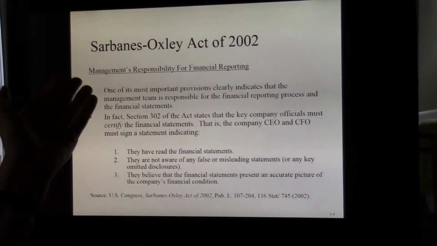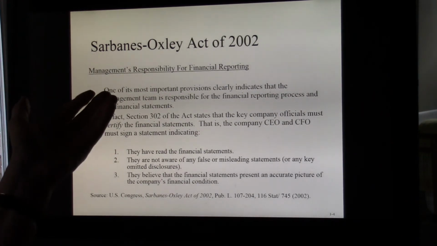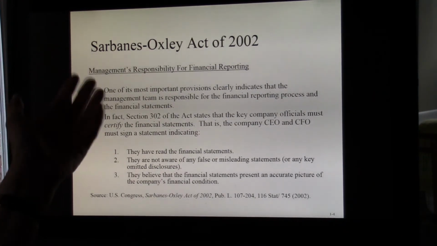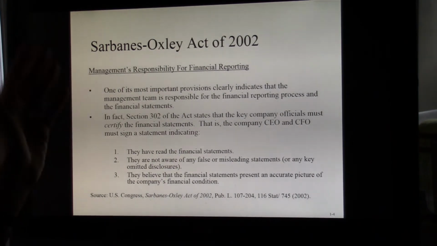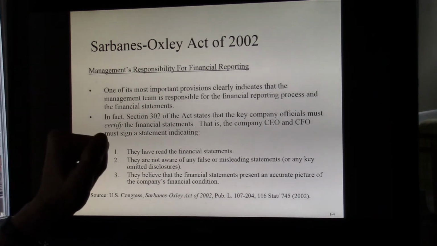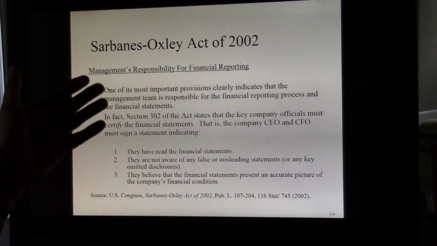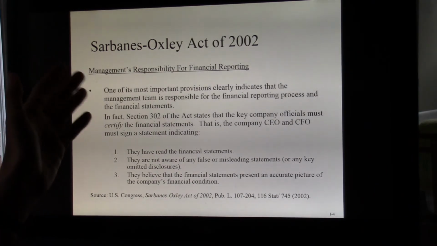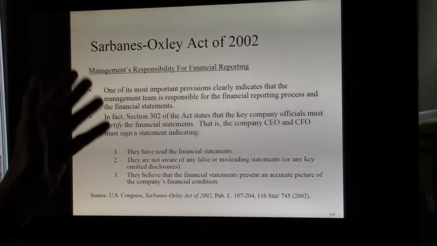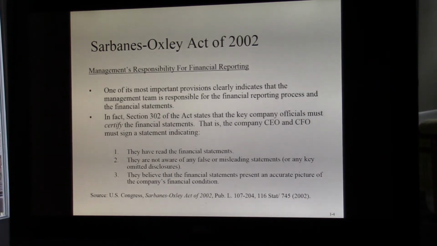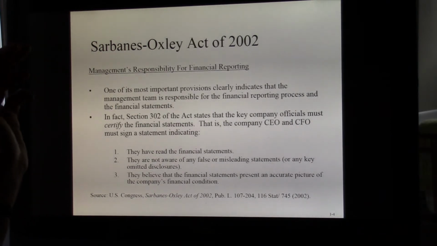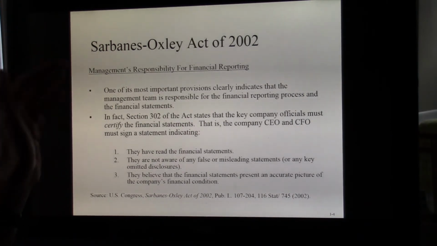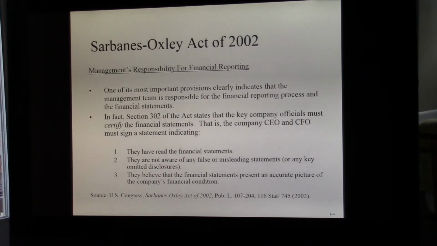In 2002, Congress passed and the President signed the Sarbanes-Oxley Act. This was a direct result of Enron. If Enron hadn't happened, we probably wouldn't have Sarbanes-Oxley. But Sarbanes-Oxley is full of a lot of good ideas that pertain to corporate governance and making management do right. So one of the things they decided was management is responsible for doing the financial statements.